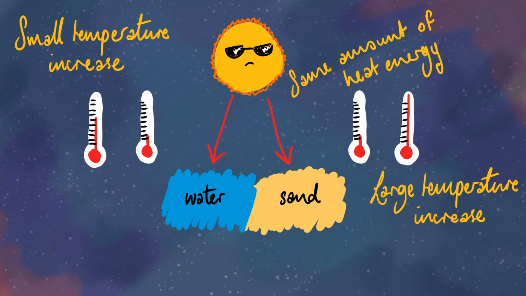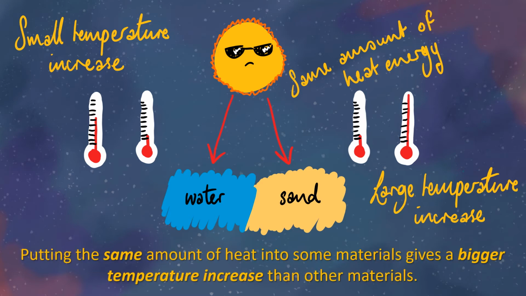It really hurts your feet to walk on the sand sometimes, and then as soon as you get on the water, it's fine. But we're still getting the same amount of energy from the sun hitting the water and the sand. Okay, so putting the same amount of heat into some materials gives a bigger temperature increase than other materials, and that is the basis of specific heat capacity.